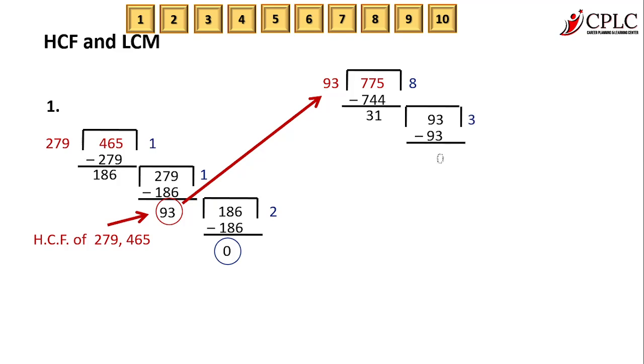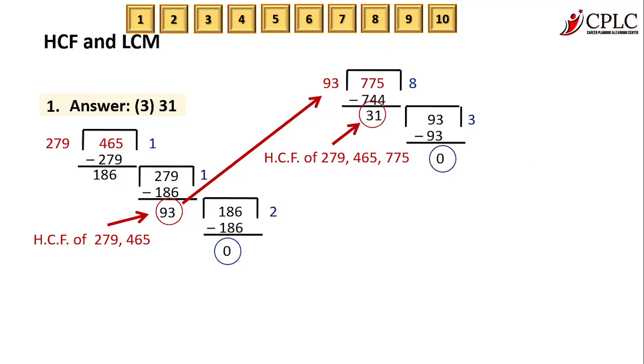Remainder is 0. So this means 31 is the HCF of 93 and 775. And 93 was already the HCF of 279 and 465. So automatically, for all three numbers combined together, the correct answer of HCF becomes 31. And this is the way to do that using a division method basically.